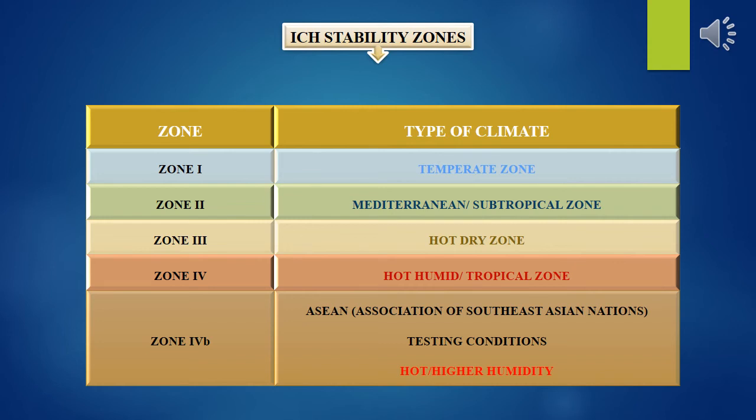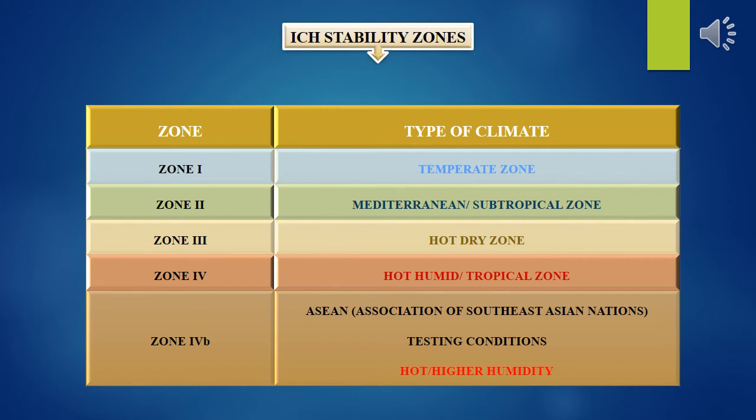Next we'll see about ICH stability zones. There are different zones for stability studies based on different climates. They are called stability zones, given under ICH guidelines. There are 5 zones. It is divided into 1, 2, 3, 4 and 4B.